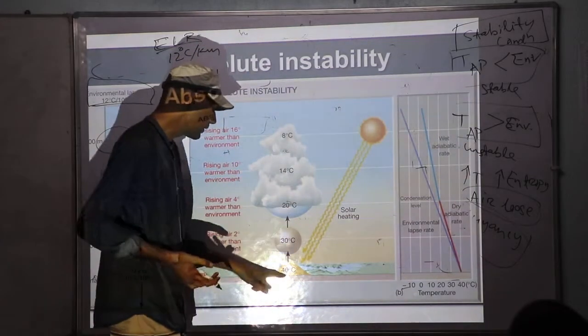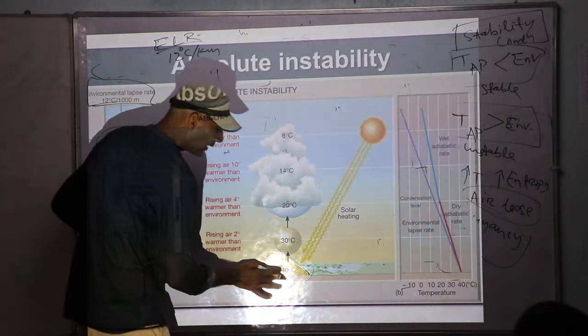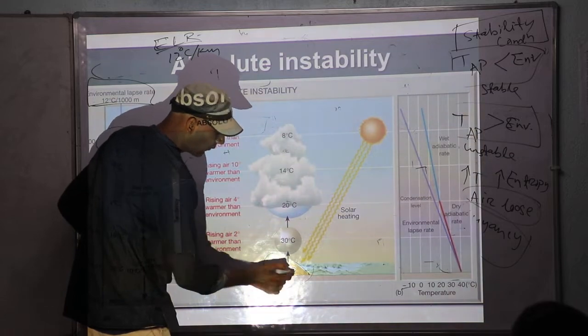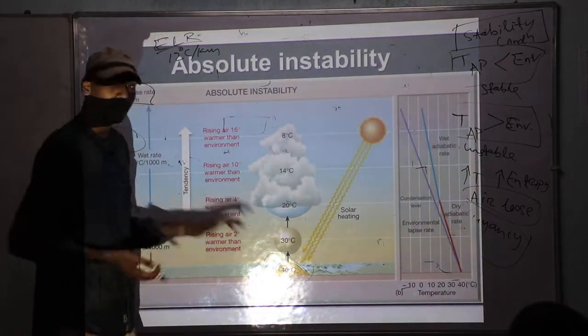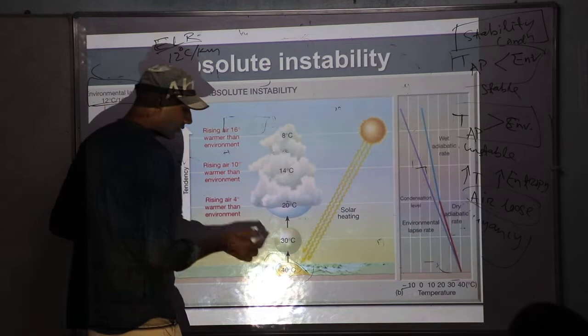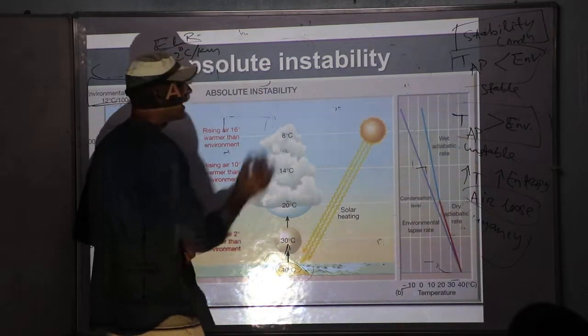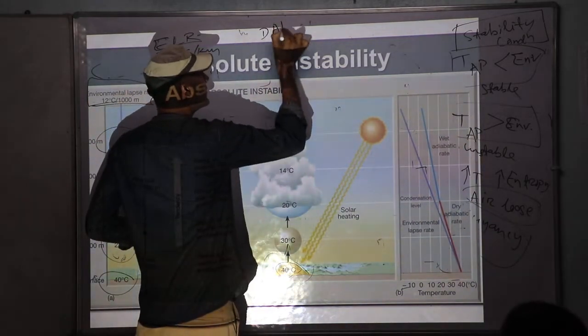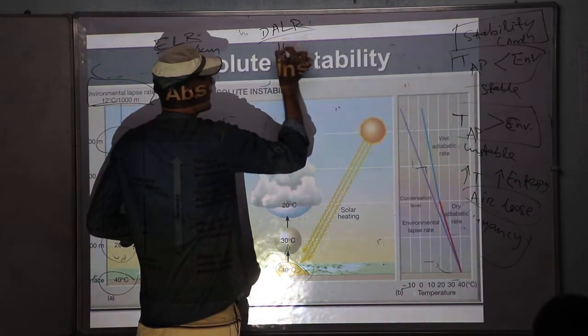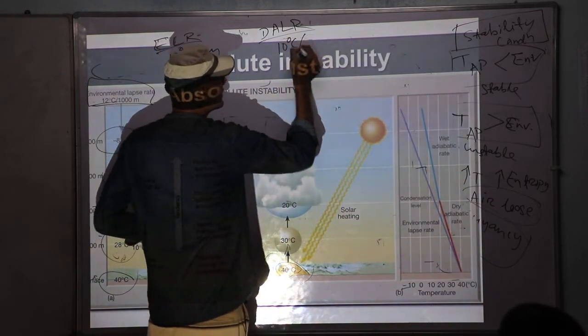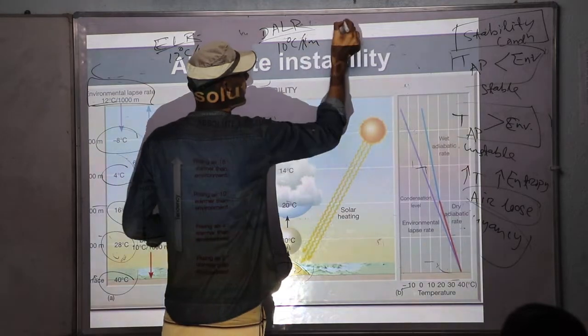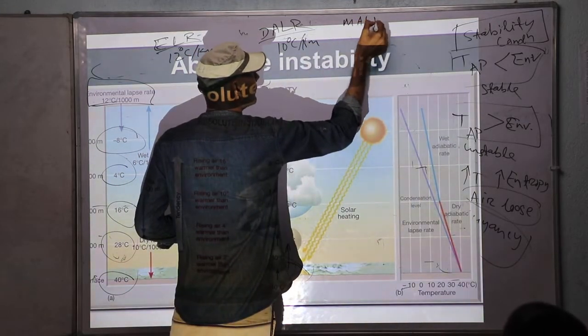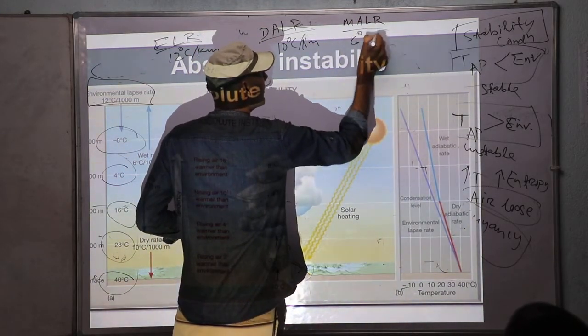Then talking about the air parcel, when it is nearer to the surface, it is having 40 degrees centigrade temperature, and as I have told you, it is unsaturated. So the dry adiabatic lapse rate is 10 degrees centigrade. I have told you that it is fixed. Dry adiabatic lapse rate is 10 degrees centigrade per kilometer, and moist adiabatic lapse rate is 6 degrees centigrade per kilometer.